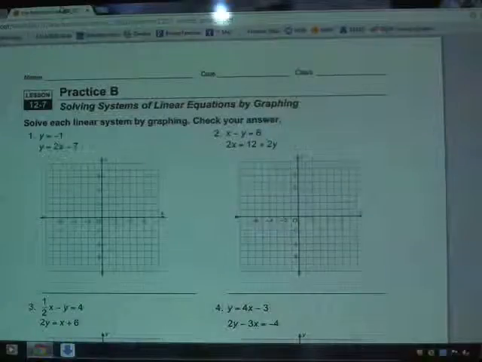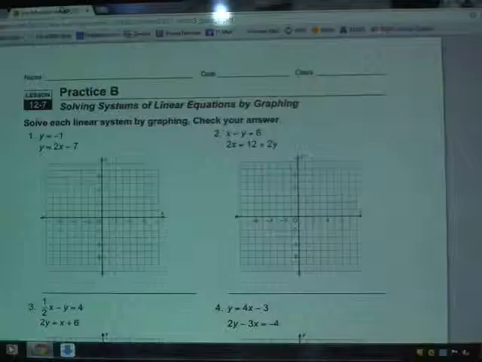This is a homework helper for Chapter 12, Section 7 in the 8th grade workbook, Solving Systems of Linear Equations by Graphing. Alright, let's go ahead and start off with number 1 and 2. In 1 and 2 here, we're asked to solve the system by graphing and then check our answer.